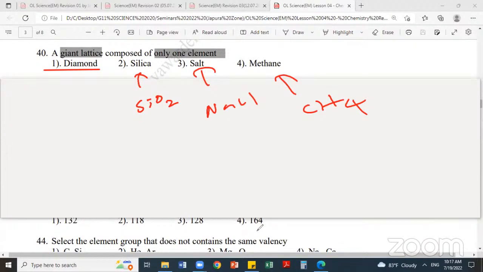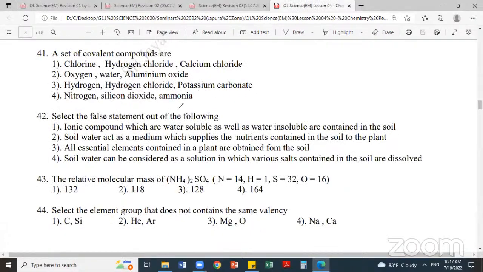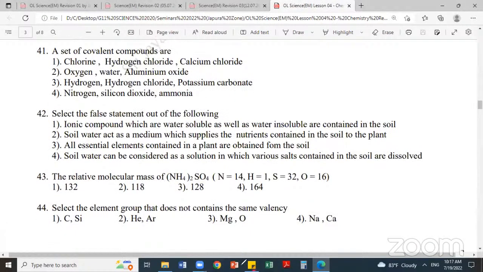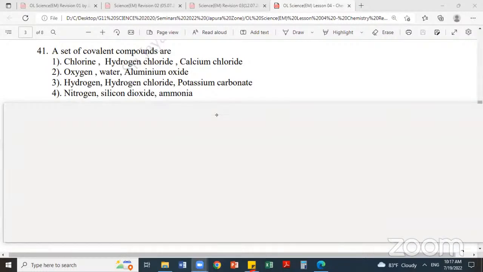Question number 41. Set of covalent compounds. It's a good question. Any volunteers who can give me the answer for the 41st MCQ? Question number 41. Any volunteers? If you have not done it, quickly go through now. Sitlini, yes, Kularatna. What is the answer?